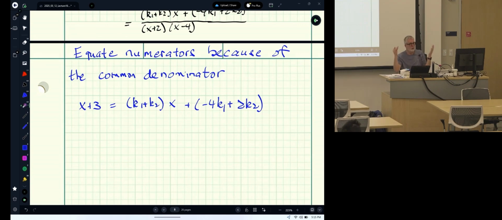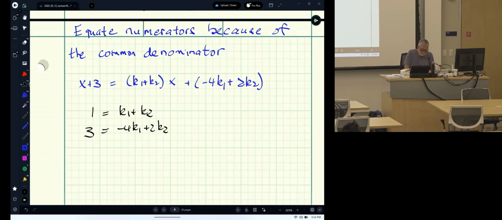So there's two ways to look at it, and they both give the following equations. 1 equals k1 plus k2, and 3 equals minus 4k1 plus 2k2. Now, I know I do a lot of painful things to you guys, but I'm not going to drag you through solving two equations and two unknowns, okay? The answer is k1 is minus 1/6, and k2 equals 7 over 6.